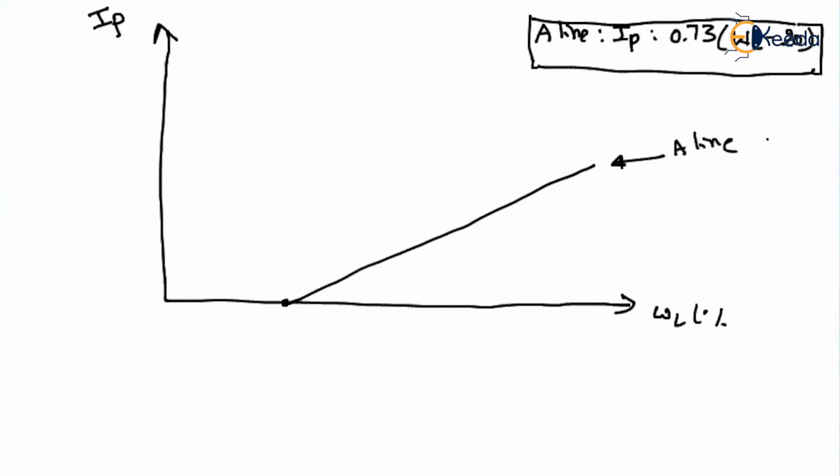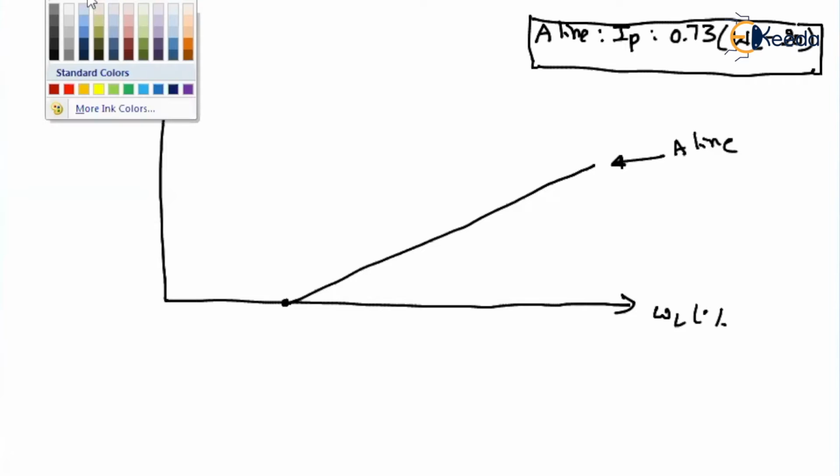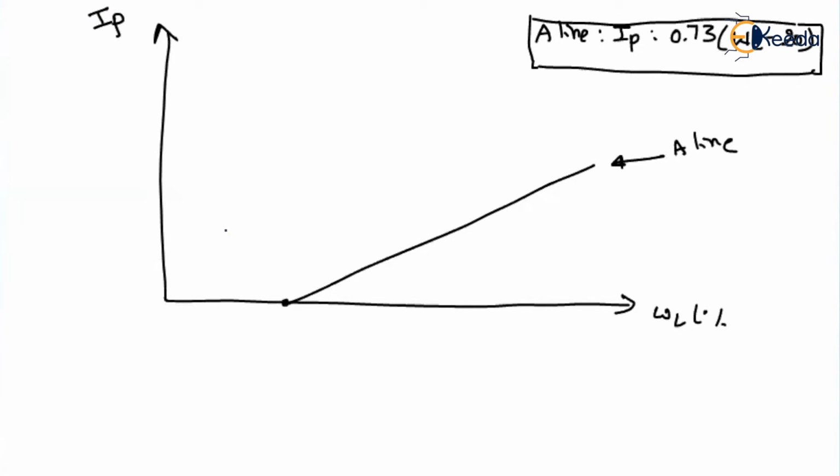Suppose your soil's IP value is coming above the A line, then we will classify it as a clayey soil. If it is coming below the A line, then we will say it is a silty soil, or we can also say it is an organic soil. Further, how can I classify it? I can classify it depending upon the liquid limit, right?